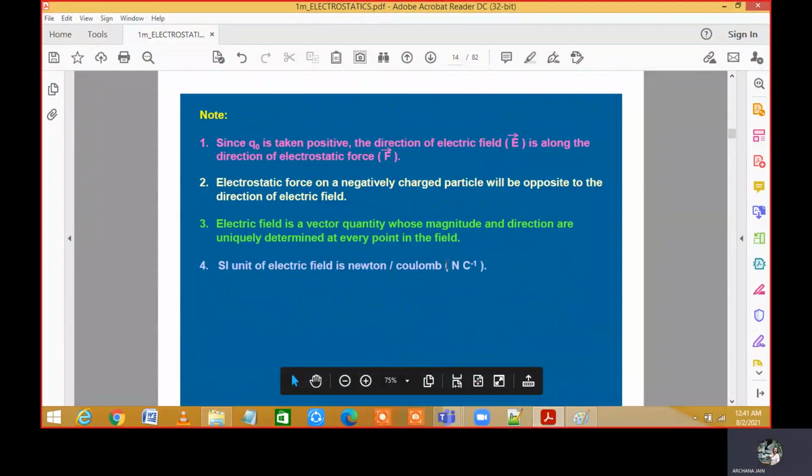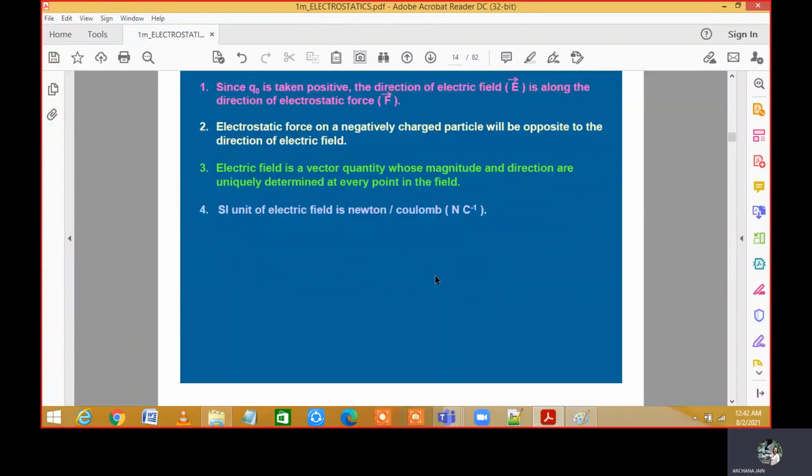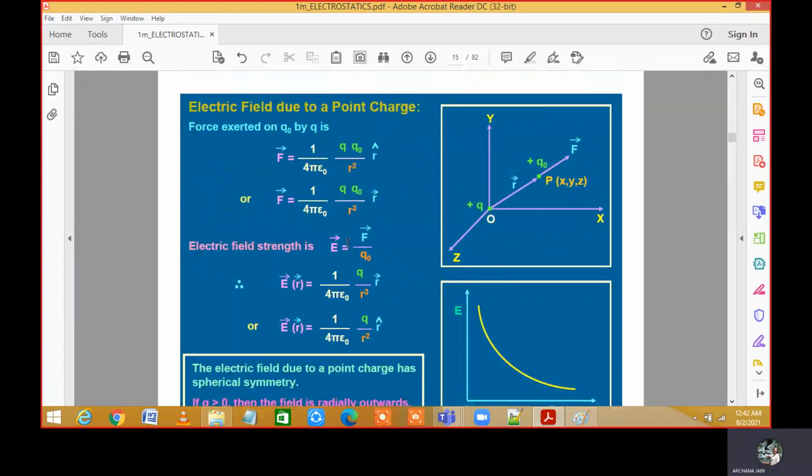Since Q naught is taken as positive, the direction of the electric field is along the direction of the electrostatic force. Electrostatic force on a negatively charged particle will be opposite to the direction of the electric field. Electric field is a vector quantity whose magnitude and direction are uniquely determined at every point in the field. The SI unit is Newton per Coulomb because the formula of the electric field is E is equal to F over Q.